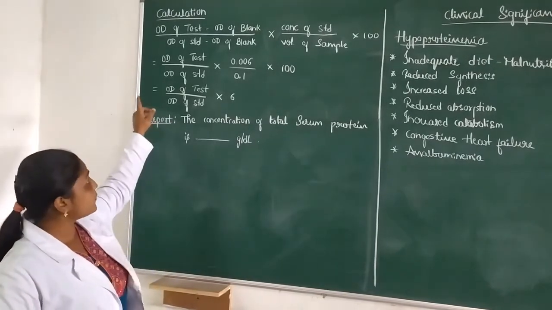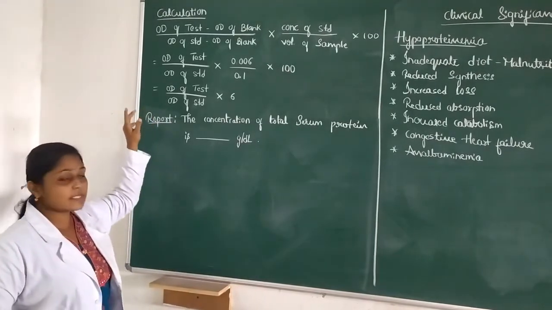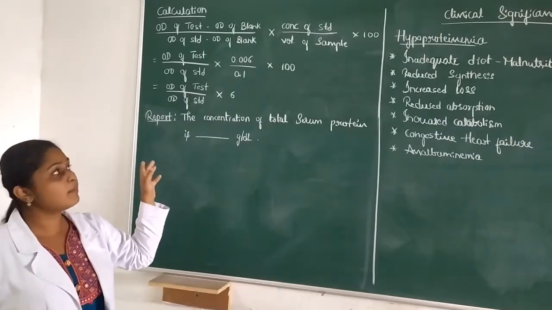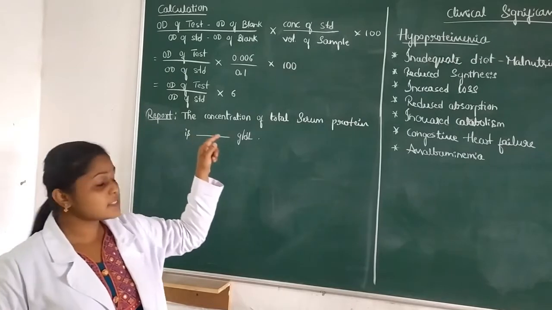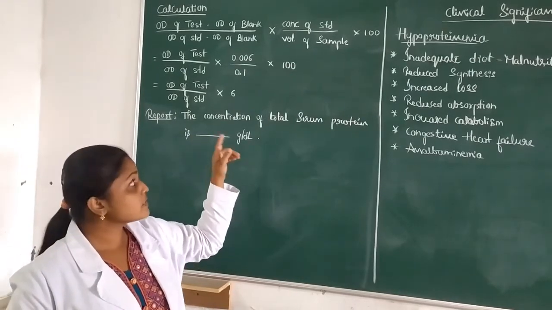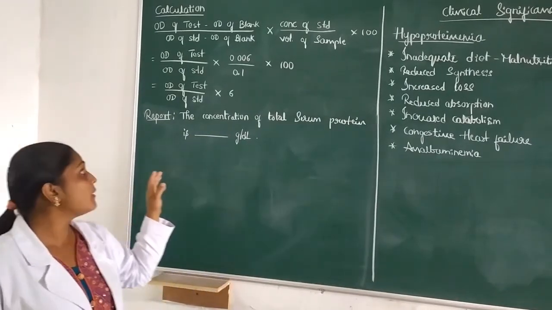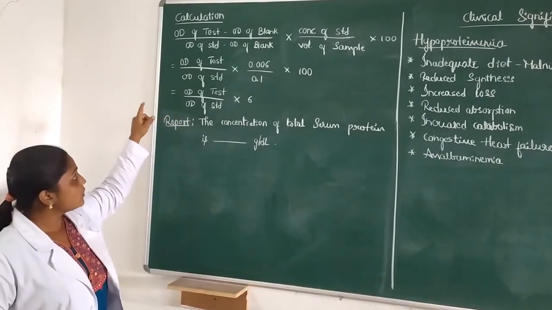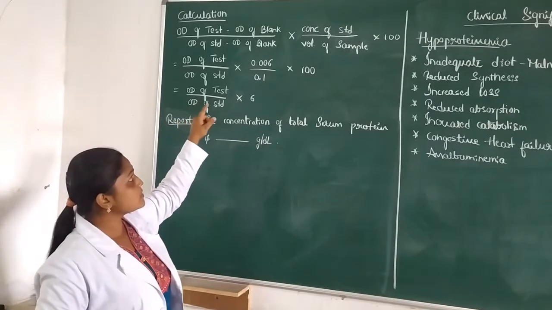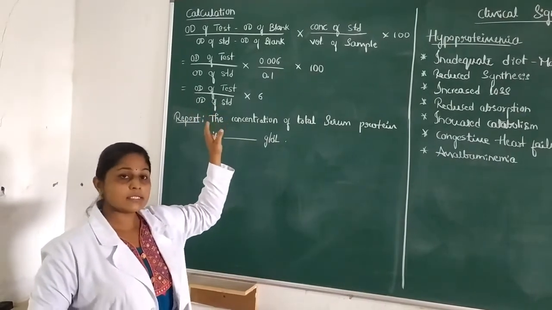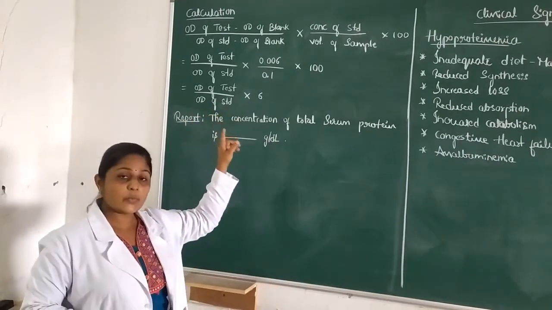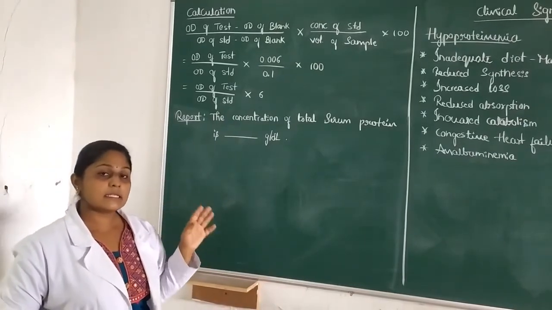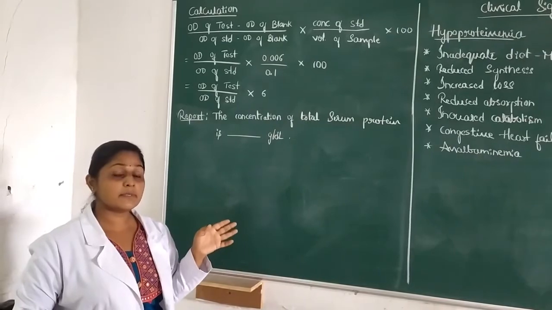The formula is OD of test minus OD of blank, divided by OD of standard minus OD of blank, into concentration of standard, divided by volume of sample into 100. So this is the formula. OD of test by standard, both blanks will get cancelled. OD of test by standard into 0.006. This is the concentration in 0.1 ml. The standard protein concentration is 6 grams per dL.